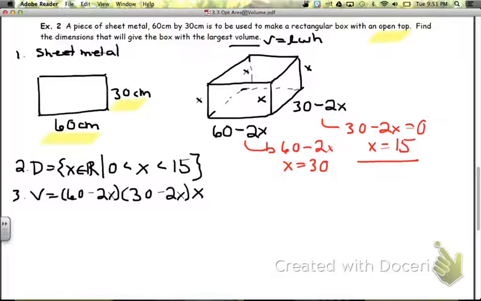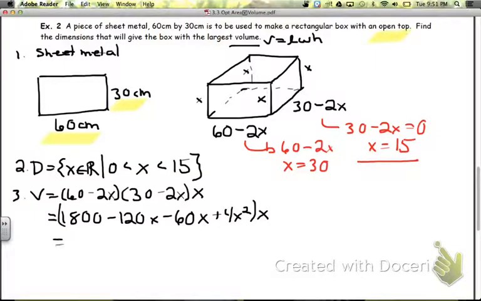So now what we can do is we can expand this. So we have 1800 minus 120x minus 60x plus 4x squared, and all of this is still multiplied by x. So we can collect like terms and expand all at the same time. So I'm going to have 4x cubed minus 180x squared plus 1800x. So that is our step 3.